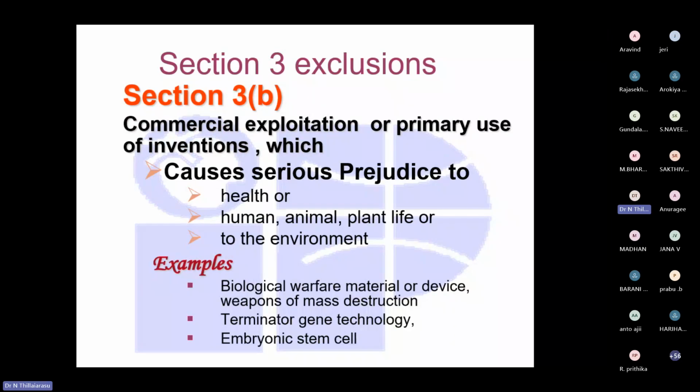Okay, and the next is Section 3, exclusions. The commercial exploitation or primary use of an invention which causes serious prejudice to the health of human, animal, plant life or other environments. For example, biological warfare materials or devices, weapons of mass destruction, terminator gene technology, embryonic stem cells. These we are not supposed to patent; we are unable to file a patent.